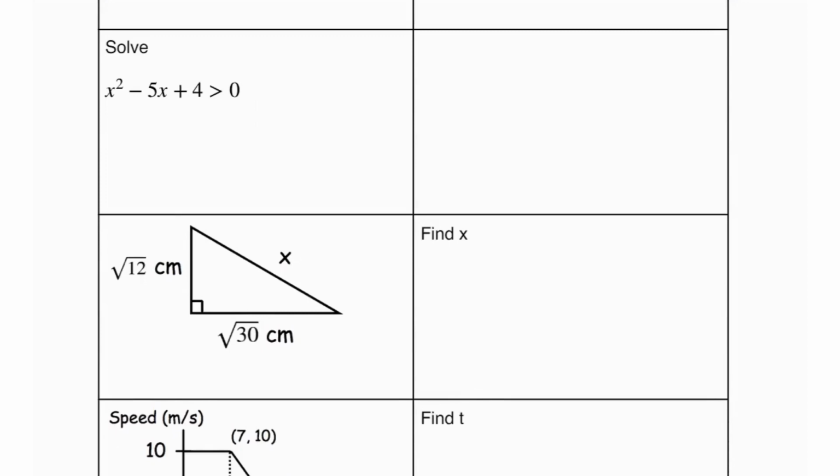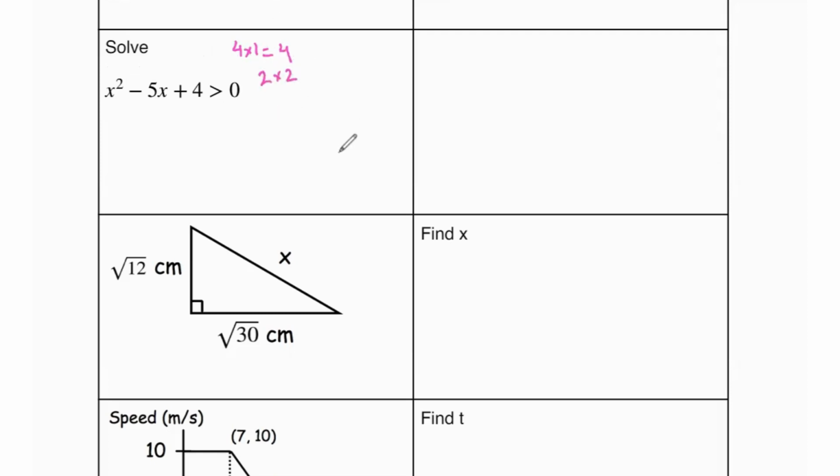Solve x squared minus 5x plus 4 greater than 0. As we have done previously, we'll factorize this quadratic equation. We begin with multiplying the constant with the coefficient of x squared, which is 1. So 4 times 1 is 4. Now we find factors of 4. So factors of 4 are 4 times 1 and 2 times 2.